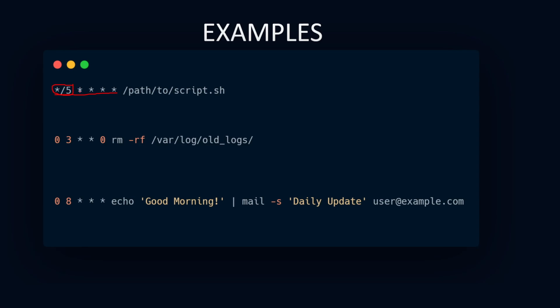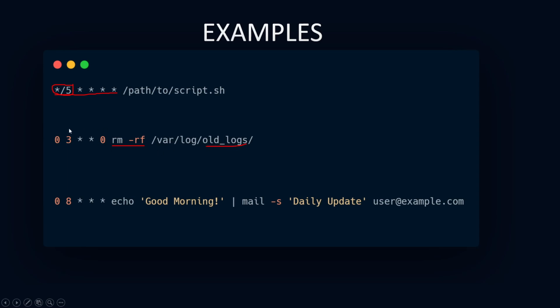Like this is 1, 2, 3, 4, 5. So it is represented like that. Every 5 seconds, it will run. The second example shows that a script is run, that is rm -rf. So it is a remove command, and it is deleting the old logs.